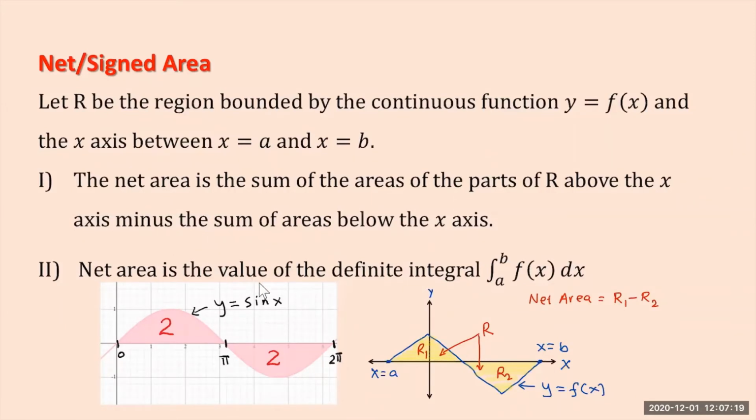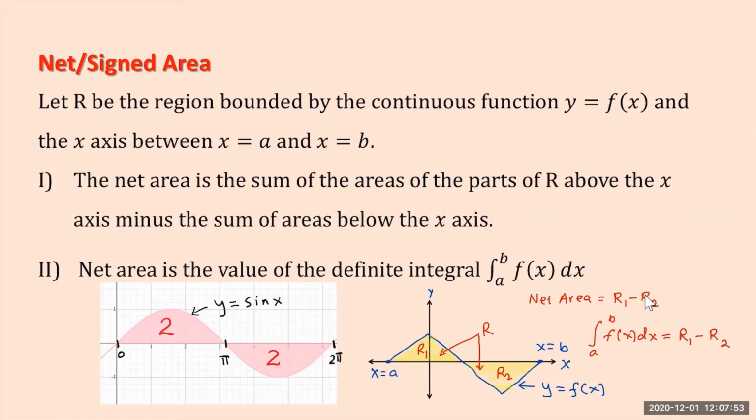Similarly, the net area is also the value of the definite integral from a through b of the function. That means if I want to integrate this function from x equals a to x equals b, I can also write that over here, integration from a through b of the function with respect to x. The value of that definite integral from x equals a to x equals b is also equal to that net area. That will be equal to R1 minus R2, area above the x-axis minus area below the x-axis.